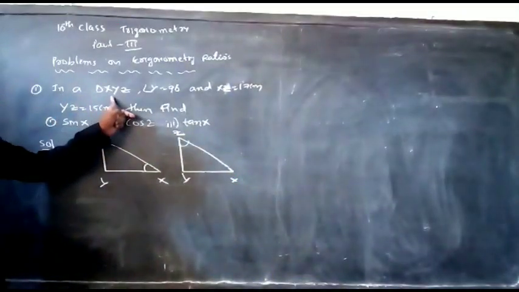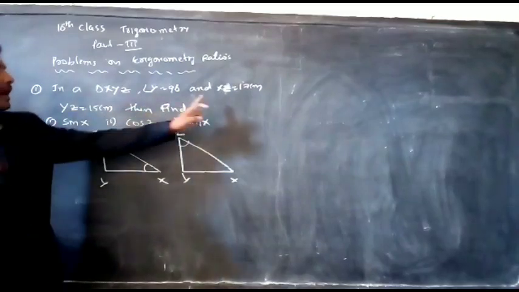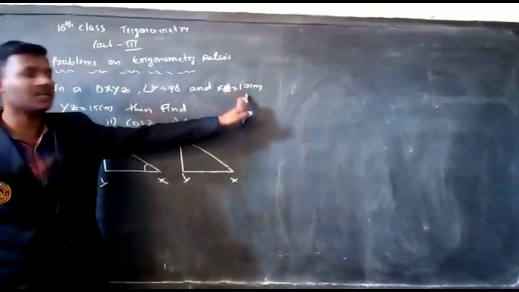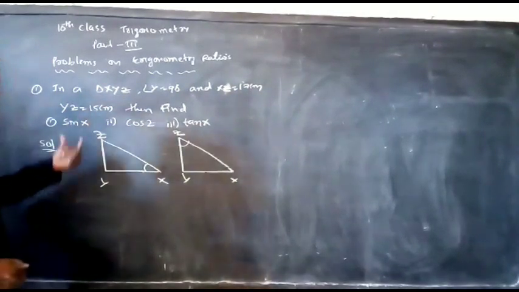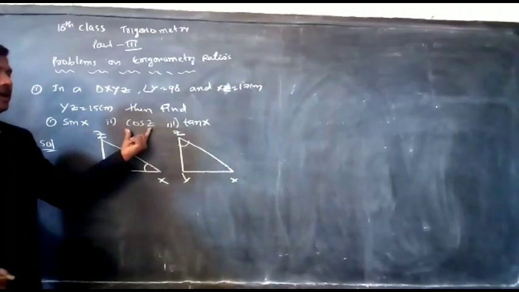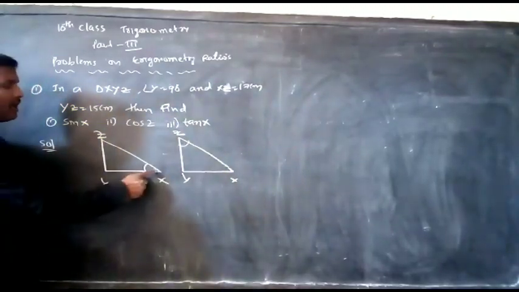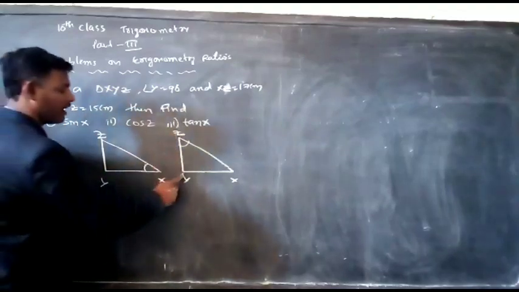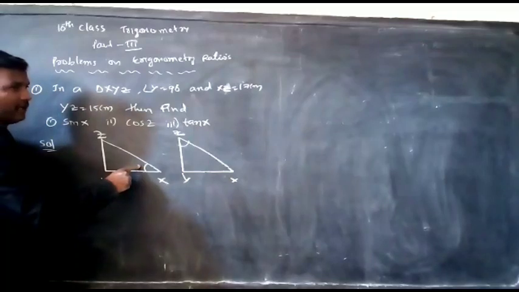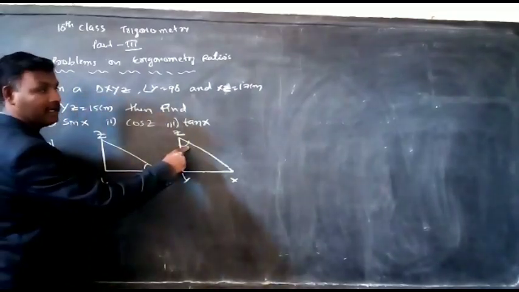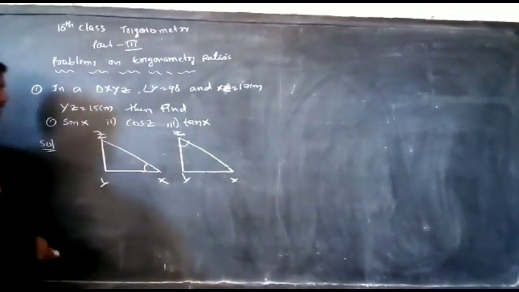In triangle XYZ, angle Y is equal to 90 degrees and XZ is equal to 17 centimeters, YZ is equal to 15 centimeters. Then find sin X, cos Z and tan X. Here is right angle triangle XYZ, and also right angle triangle XYZ. I took it two times. Why? First time taking angle at X, second time taking angle at Z, because here sin X and cos Z both are asked.